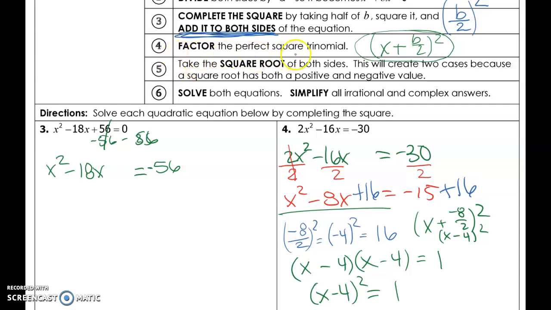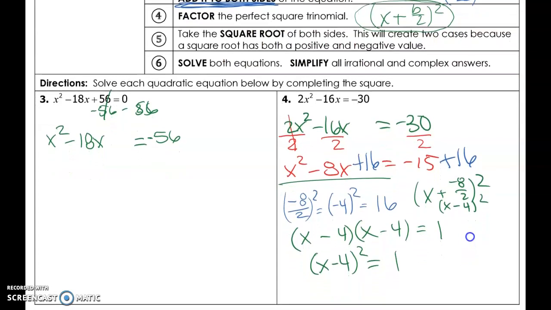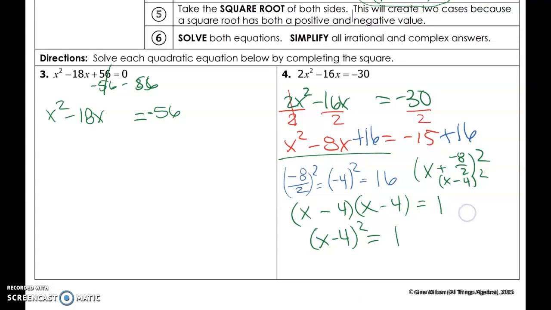So now that I've completed step 4 and I've factored the perfect trinomial here, I can move on to take the square root of both sides, and this will create the two cases. So I'll show you what that looks like. Let's take the square root of both sides, and that gives me x minus 4, because the square root and the square will cancel, equals plus or minus 1. So there are the two cases we have. The square root of 1 is 1, and then I solve both equations.